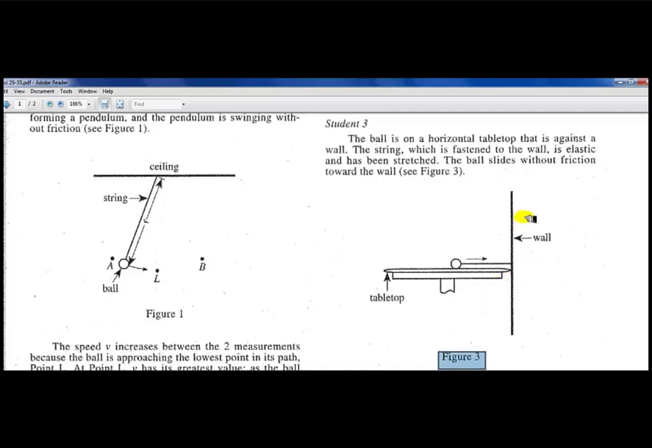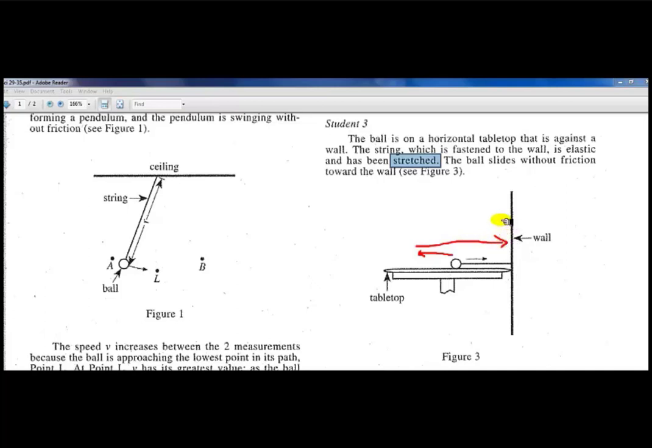In figure 3, we have an overview, a wall, a table right next to the wall, a ball on a string, and the string is being stretched. So think of that string as being like a rubber band. Here's what they're going to do. They're going to go ahead and pull this ball this way, stretch the string, and then the energy is going to shoot it towards the wall.